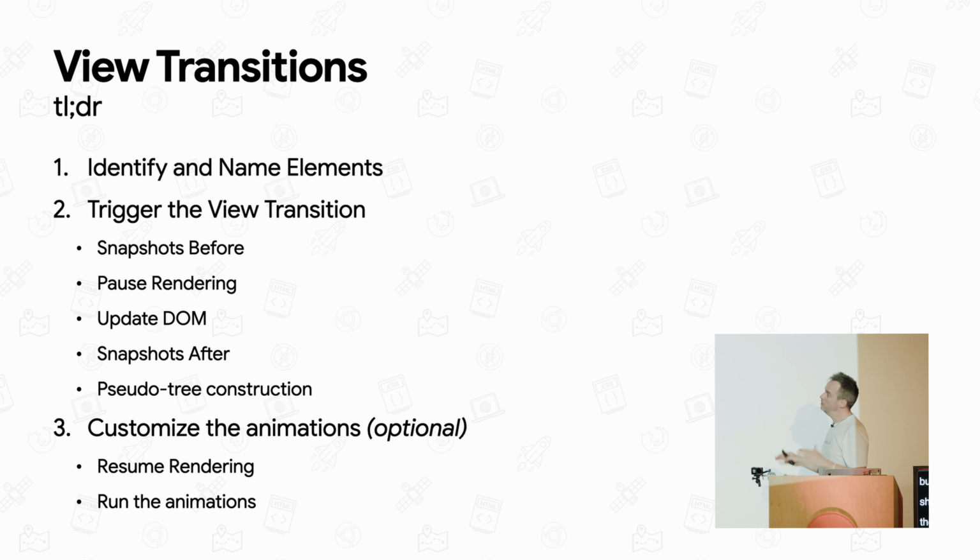You identify, name everything, you trigger the view transition, and then the browser will do a bunch of things. It will take before snapshots, pause rendering, update the DOM, take some new snapshots of the after state. It will then construct that whole pseudo tree, set up the animations, and then it will run those animations, and you get the nice view transition that I've already shown you.